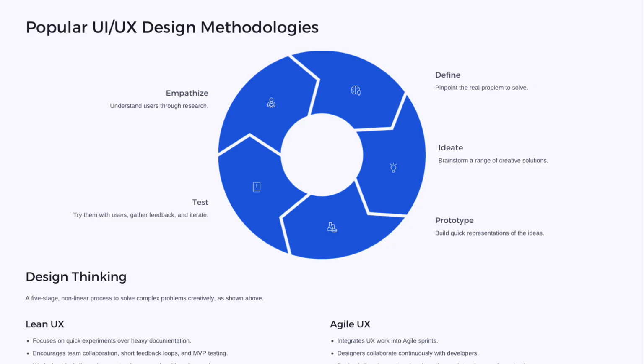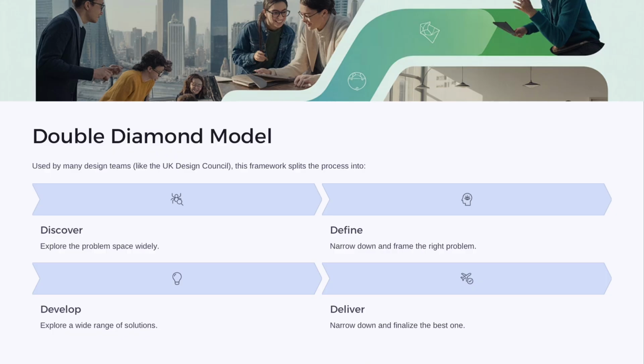It's fascinating how these challenge the old waterfall model where design happened in isolation first. Definitely more dynamic. And finally, there's the double diamond model. The double diamond. Visually very helpful. Used by many teams, like the UK Design Council, famously. Yeah, it seems powerful because it splits the process into 2 broad phases, right? Each with a diverging and converging stage. That's it.